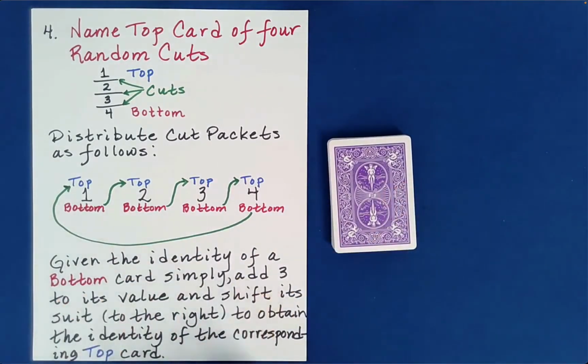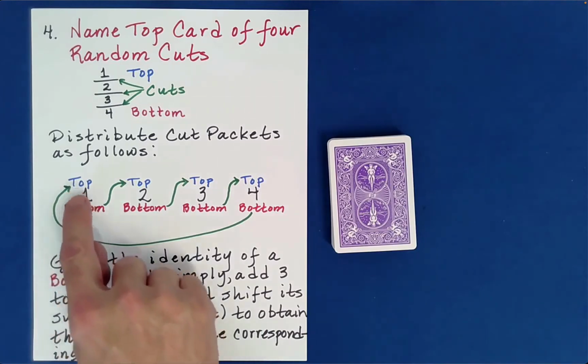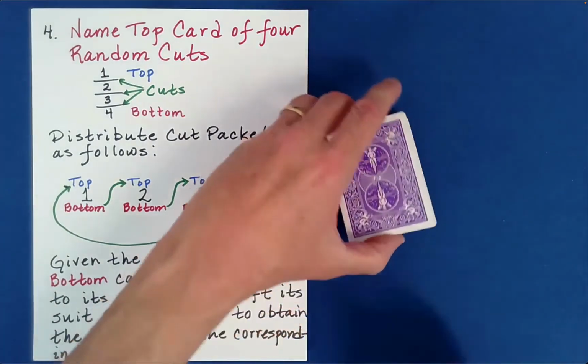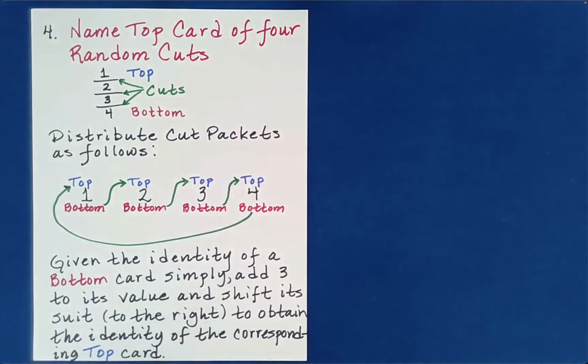And then I just have this note here. Given the identity of a bottom card, simply add 3 to its value and shift its suit to the right to obtain the identity of the corresponding top card. So this little diagram shows you how that works. So anyway, that's another fun routine that you could perform using the Si Stebbins deck structure.